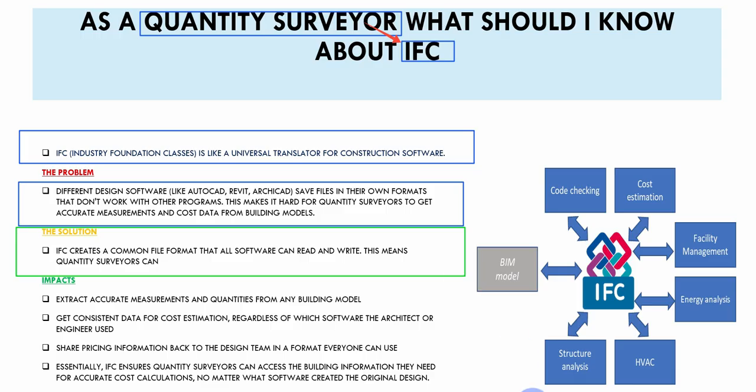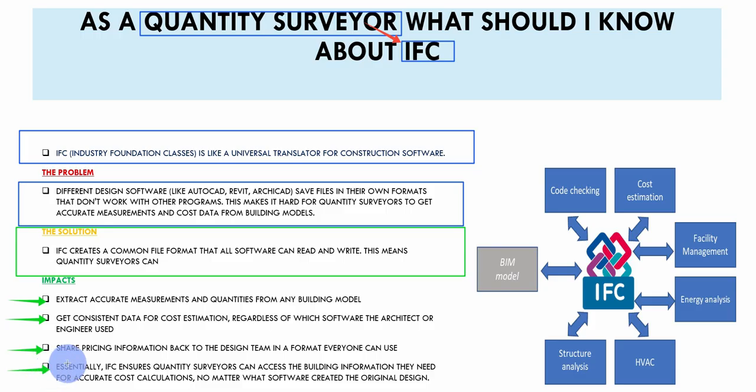Then you can ask, what is the impact of this on us? The first impact is that we are going to extract accurate measurements and quantities from any building model. We are going to get consistent data for cost estimation, regardless of which software the architect or engineer used. So that's very good. And again, we are going to be able to share pricing information with the design team in formats everyone can use. If we have this information, it's going to be easy for us to do quick pricing, and we can have a chat with the team easily when we are all talking about the same thing.